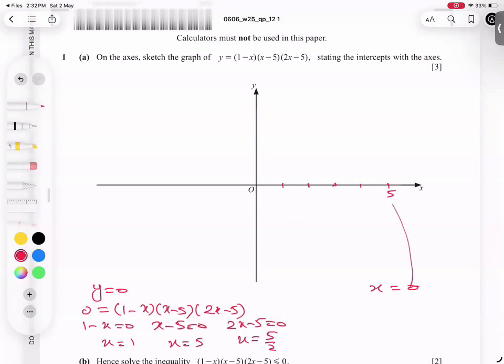When I plug in x = 0 here, here, and here, what answers turn out to be? So 1 minus 0, 0 minus 5, and 0 minus 5. Let me check again. Yeah, it is giving us minus minus plus 25, positive. So where is 25 positive? We have to check it somewhere up here, approximately here, 25.